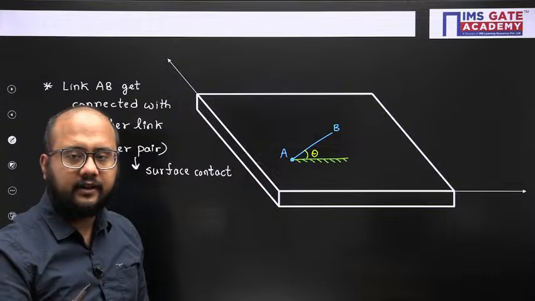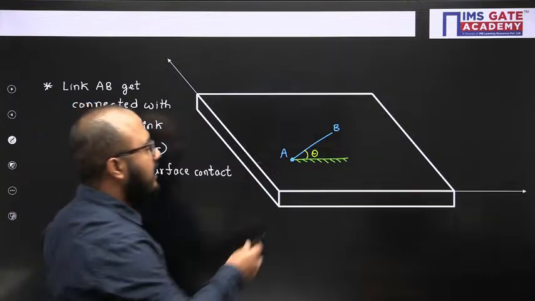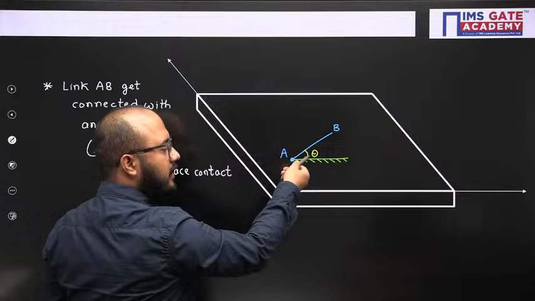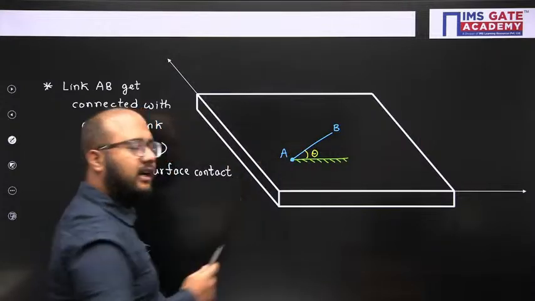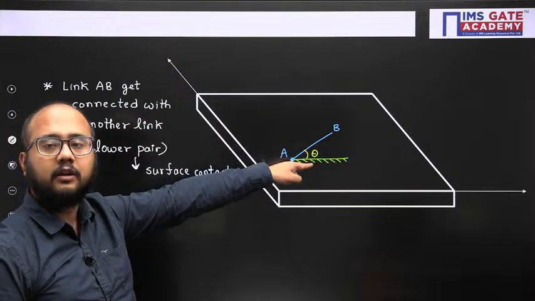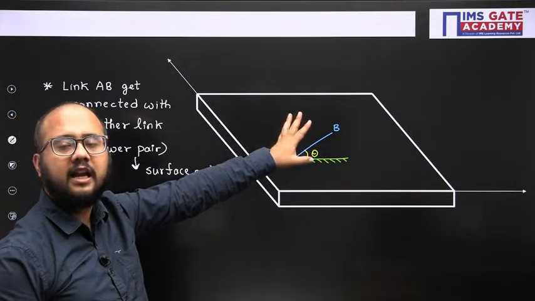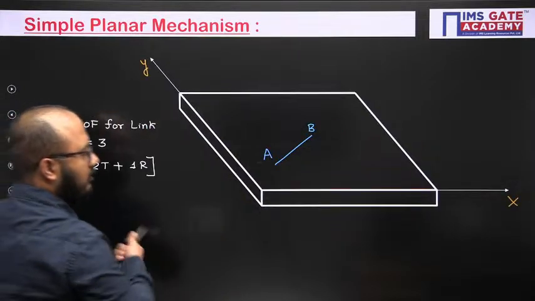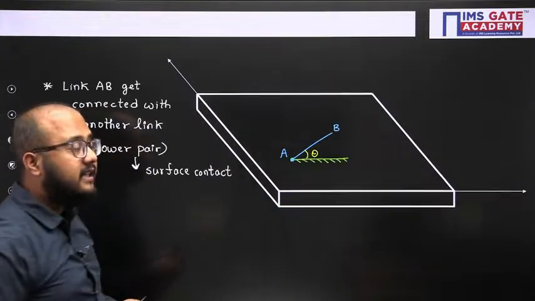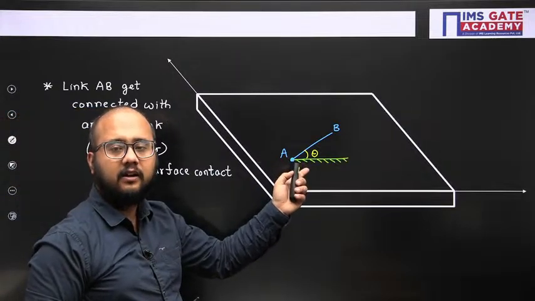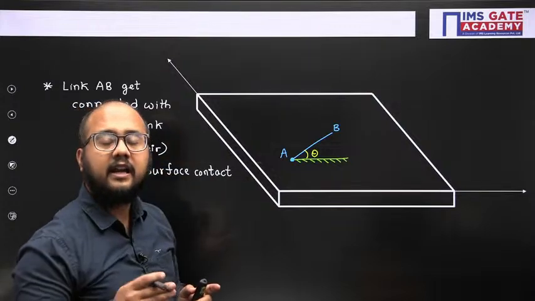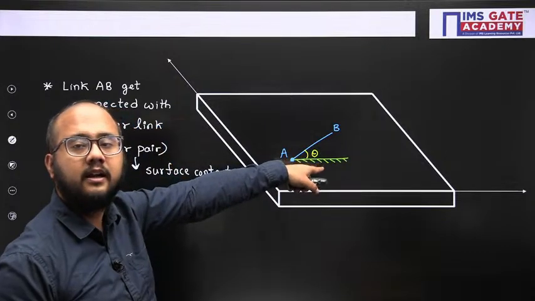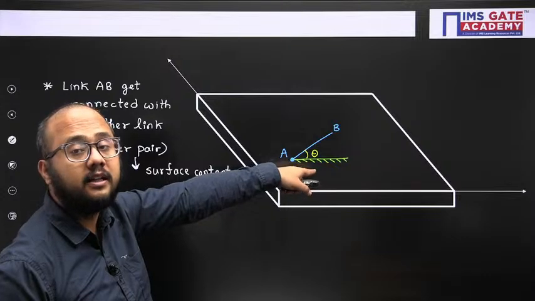That is one way. In another way also you can understand. Now, link AB will have a motion with respect to this other link. What kind of motion will it have? That motion will be defined by the theta parameter only. So it means the degree of freedom becomes 1. But previously, as I told you, there was translation along X, along Y, and rotation. Now, in this case, AB cannot translate along X and Y. It can only have rotation. That rotation will be defined by theta. I hope it is clear.